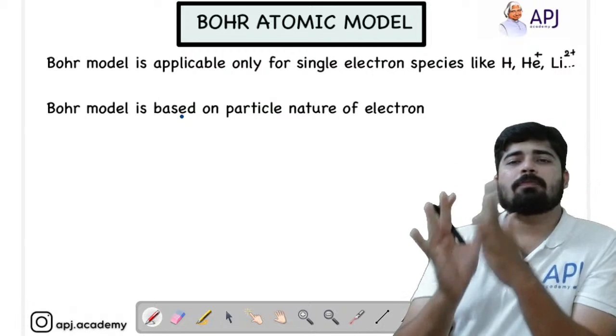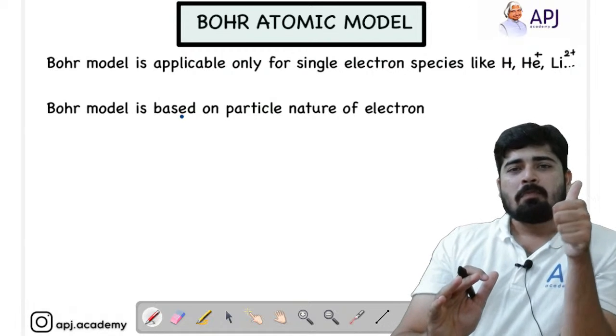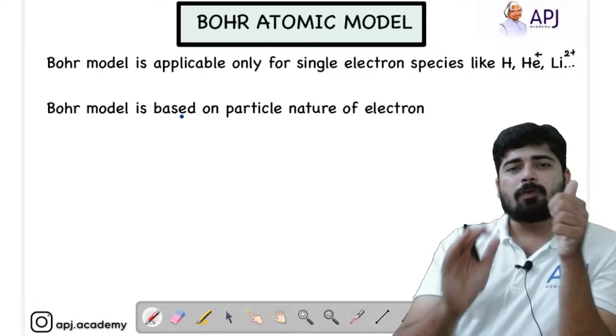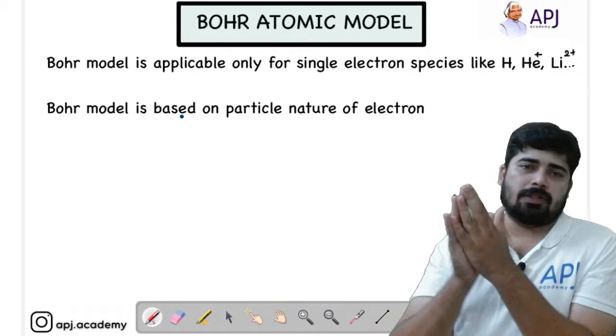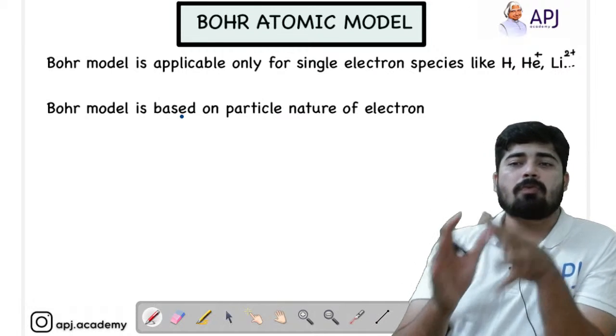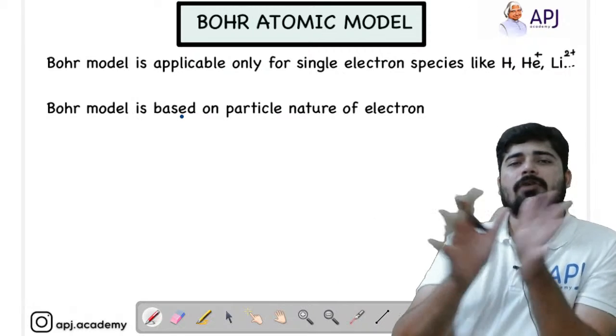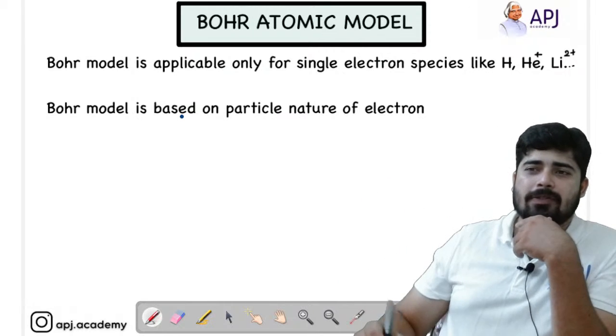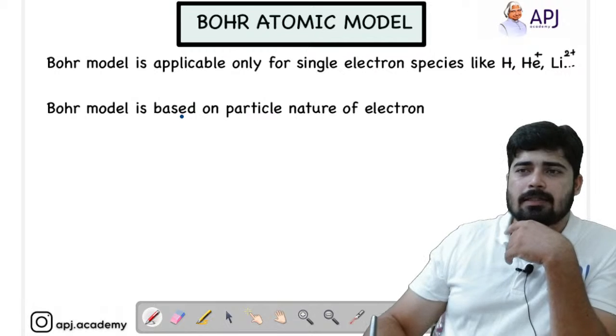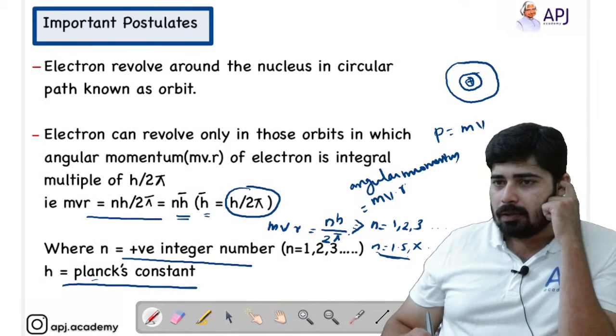So 2 important points I want to discuss. One is the Bohr model is only applicable for one electron species. The second point is the Bohr model is based on the particle nature of the electron. So hope these 2 points are clear for you. Now we'll move on to the next one.